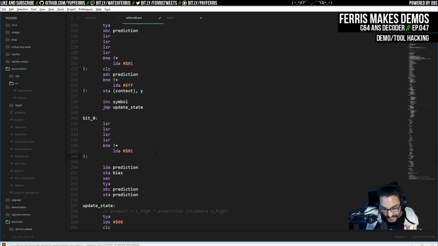Now, what we need to do is subtract this from the prediction. So what's the best way to do that? We're going to clobber bias, so maybe I just use that for now. Another way we could do this is negate the value by hand, which is flip all the bits, add one? So we could either store in a bias and then set carry, subtract bias. Should be 5 bytes. Let's just do that.